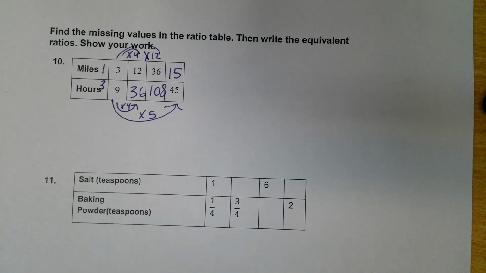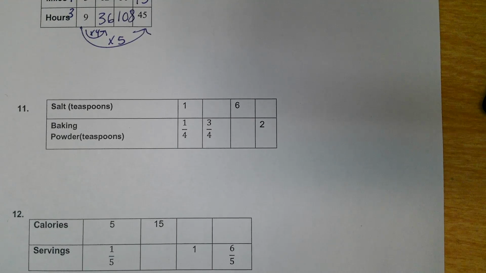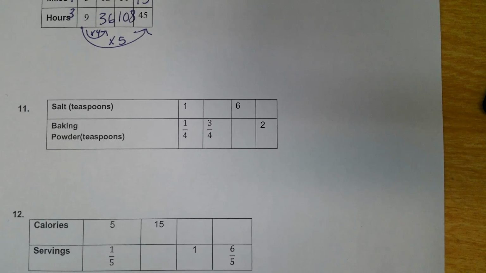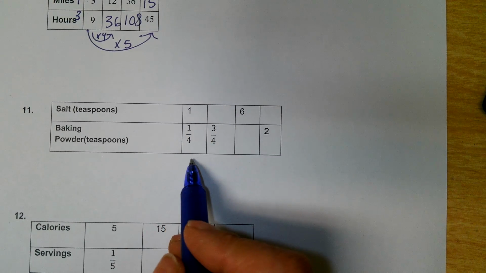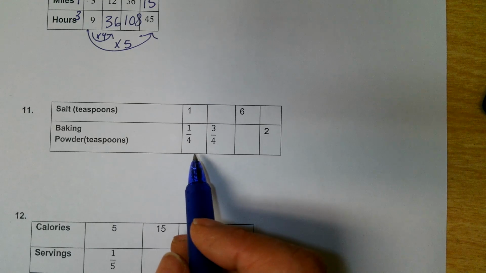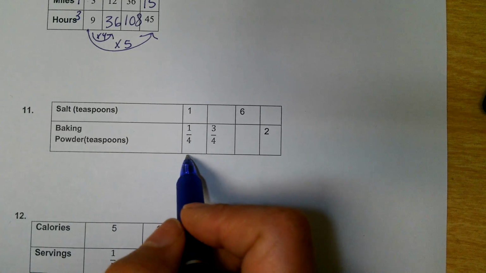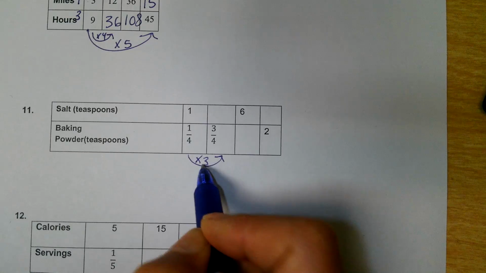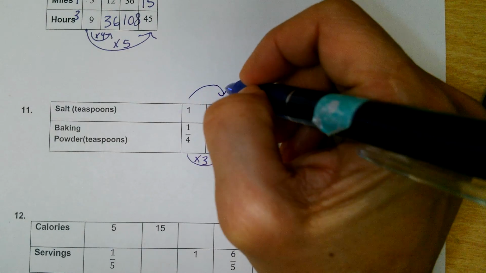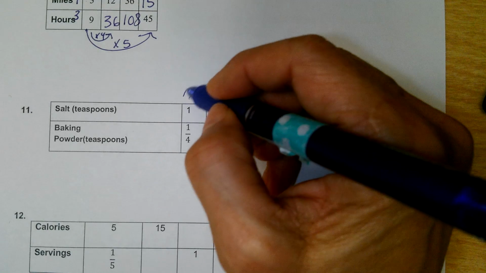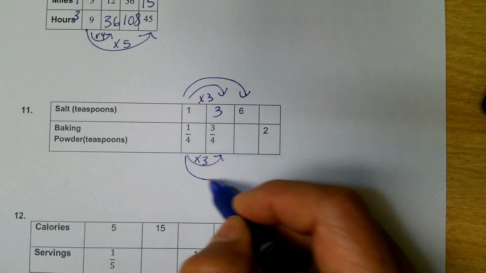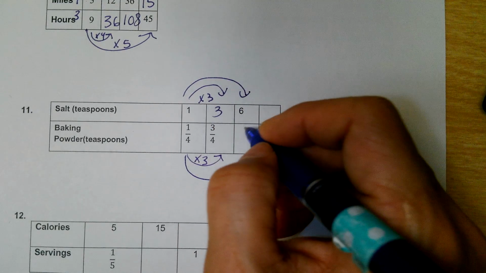You have another ratio table, teaspoons and baking powder. They already have a unit rate of 1, which is good because that's easier to work with. And then your teaspoons is 1/4. So looking at this, 1/4 times 3 is 3/4. So 1 times 3 is 3. Now you have a 6. 1 times 6 is 6. So 1/4 times 6 is 3/2.